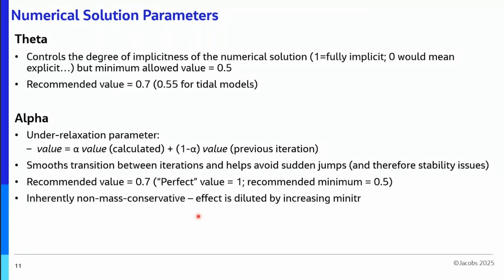As said previously, to counteract this effect, you can increase the minimum number of iterations so that, with a changing alpha, you don't have too much of a mass balance issue. Now, the practical effect of changing alpha is that it helps smooth the solution between iterations, reduces the effect of sudden spikes and gives more chance of obtaining a valid solution.